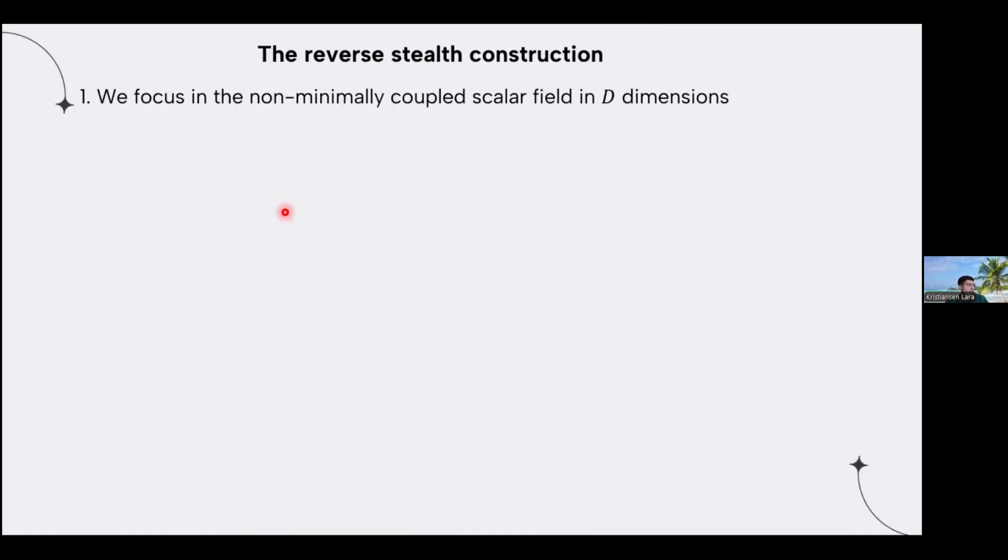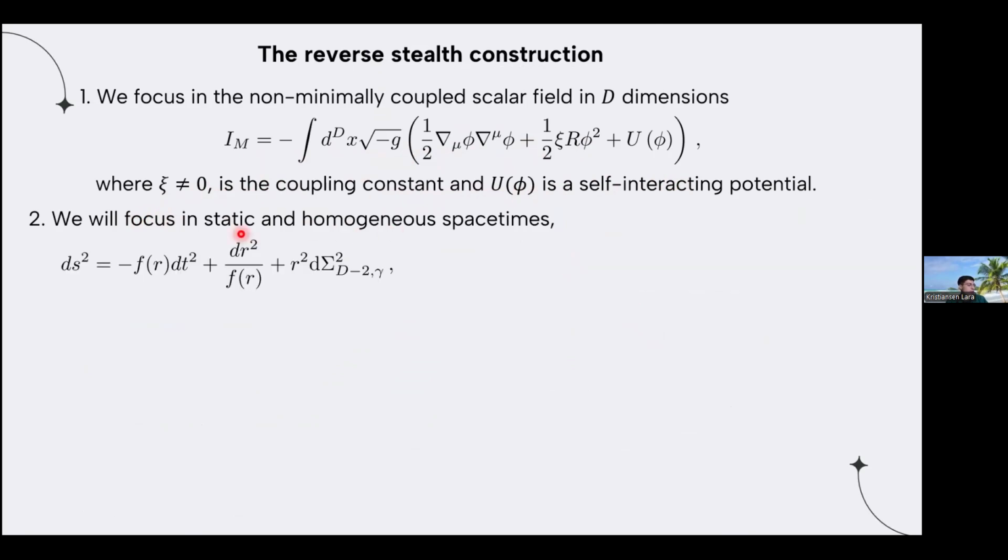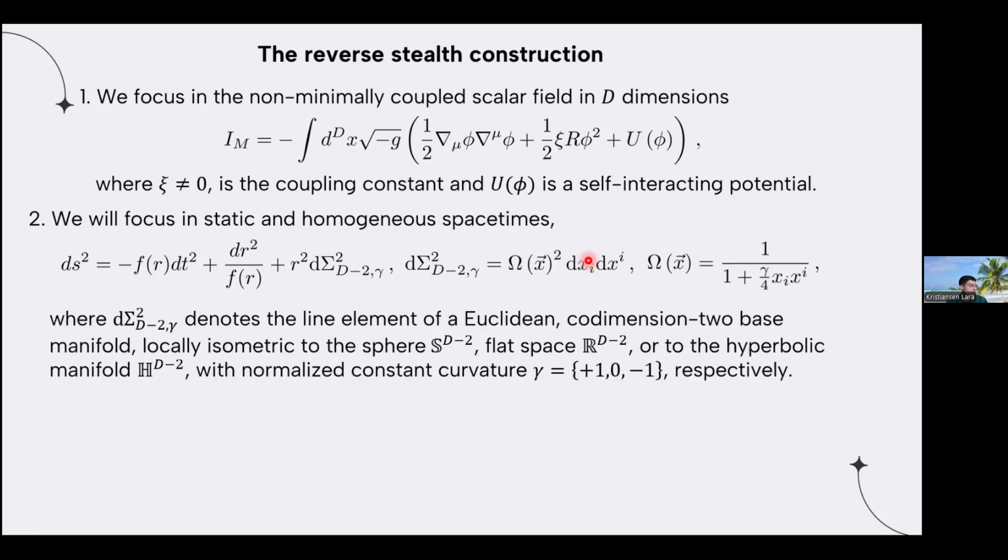Well, we focus on the non-minimally coupled scalar field in D dimensions. As I was saying at the very beginning, we will have this matter action where χ different than 0 is the coupling constant and U(φ) is a self-interactive potential. We will focus on the following line element, the one that you can see here. Notice that for γ equal to 0, we have the planar case. For γ equal to 1, we have the spherical. And for γ equal to -1, the geometry is a hyperboloid.